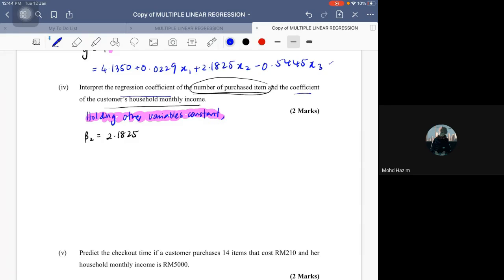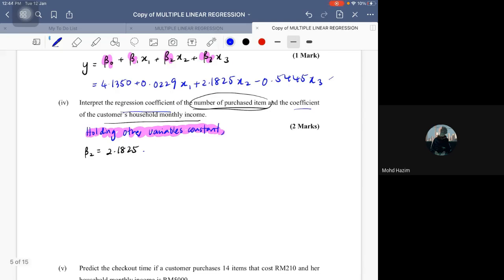So we have that beta is going to equal 2.1825. I did mention to you before, when we discussed simple linear regression, how we interpret the gradient. The interpretation is how much y changes when x increases by 1 unit. It's going to be the same for multiple linear regression as well.